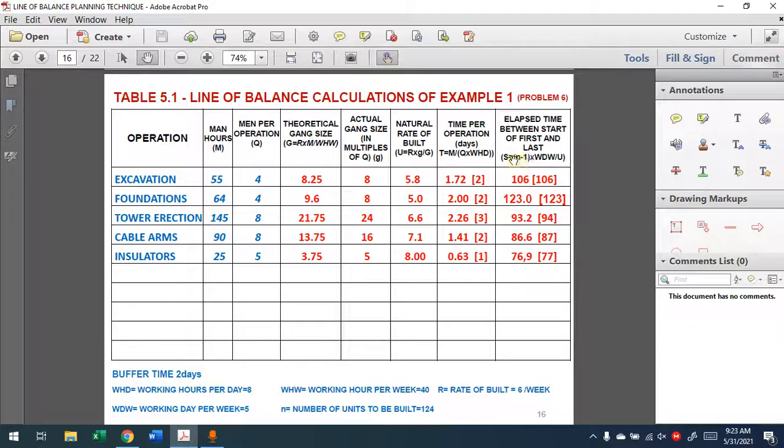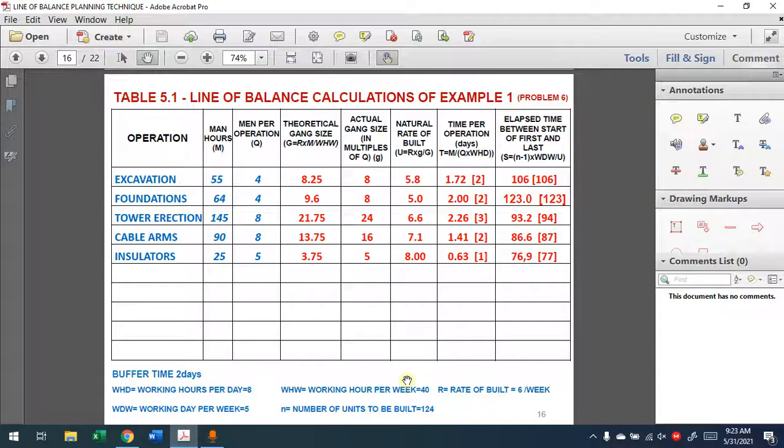Then we're going to find another value S, which is the difference between the start of the first unit and the start of the last unit. If you remember, we said line of balance will be used for repetitive work. We have 124 units to be built. So if the first operation start is 0, the 124th unit start will be 106. So it will be 106 days, the difference between the first unit start and the last unit start, and so on. We said those values as well, you can increase them to the closest integer. We need those to be integers.